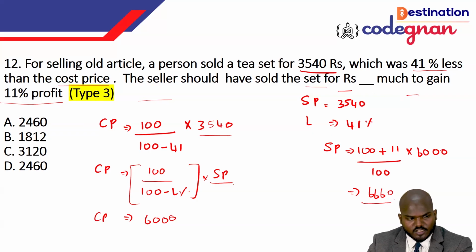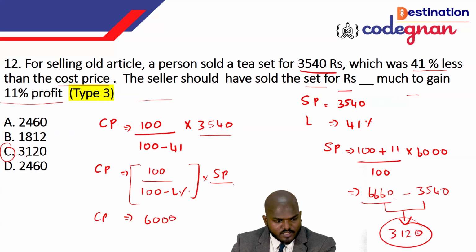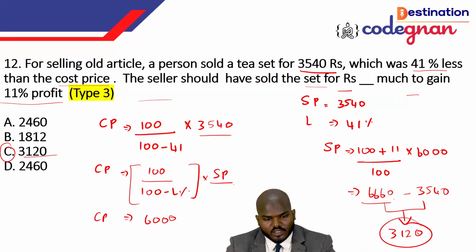To gain this, according to this, initially he sold it at 3540, but if you subtract it, he needs an extra 3120 rupees. That's the answer here: how much extra in rupees he should have asked to gain the 11% profit in the question.